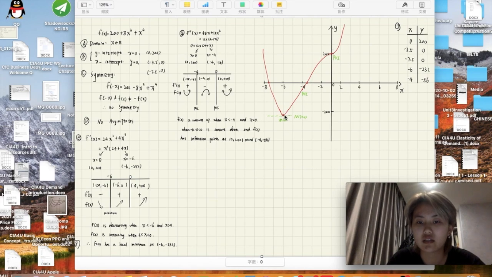We can see at this point, this is the minimum point. And this is the inflection point, and the x value is equal to 0, the y value is 200. So this is my answer. Thank you.